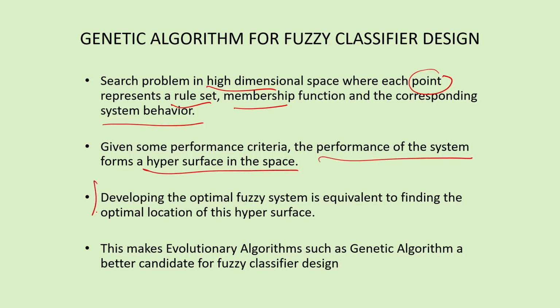So developing the optimal fuzzy system is equivalent to finding the optimal location of this hyperspace. For this kind of problem statement, many evolutionary algorithms, particularly genetic algorithms, make a suitable candidate for fuzzy classifier design. So apart from the human expert approach as well as the data driven approach, our way is looking at the problem as a search problem in the high dimensional space.